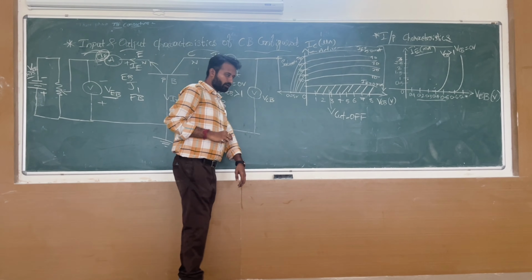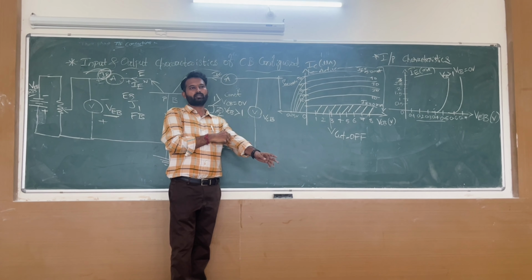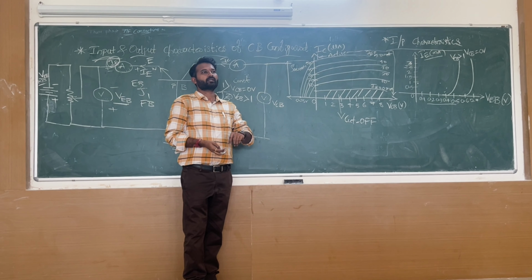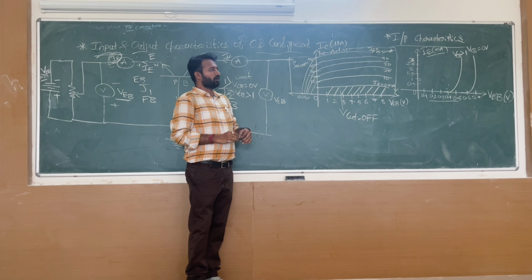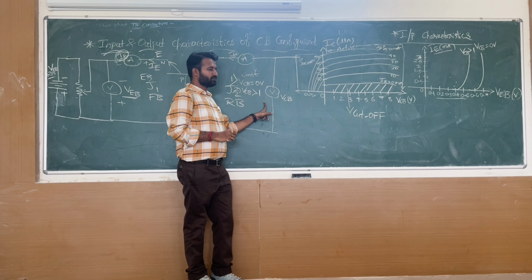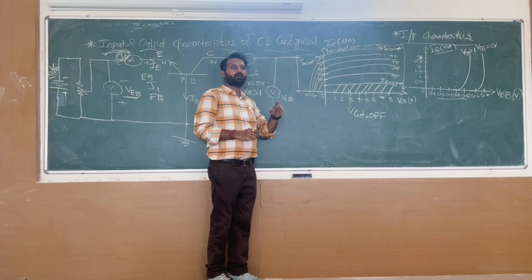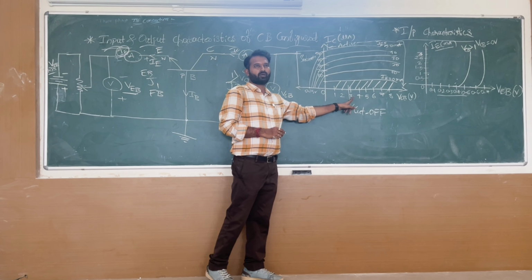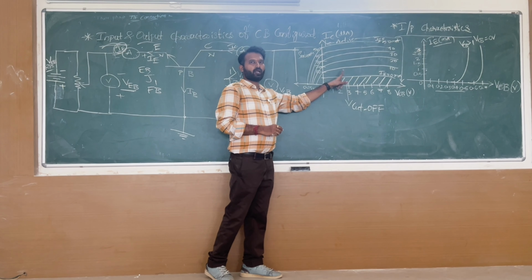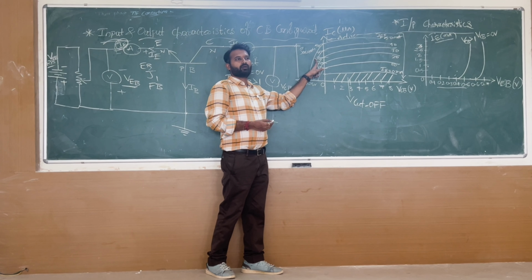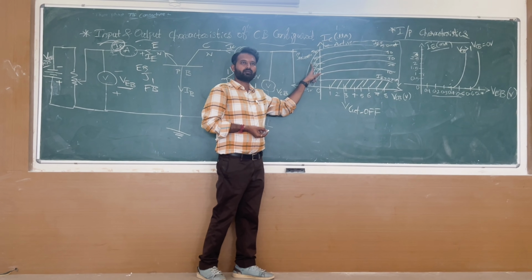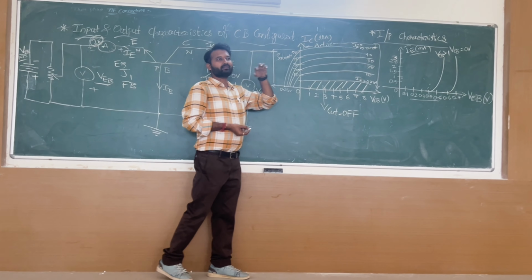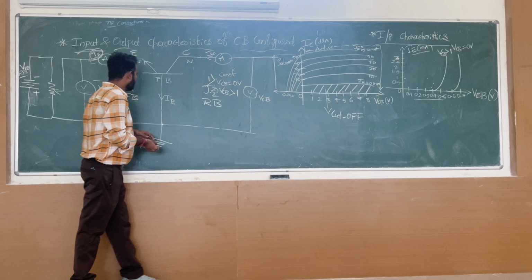Focus here. I hope you have the circuit diagram. In order to study output characteristics, we will vary the output parameter, VCB, in steps of 1, 2, 3, 4, 5, 6, 7, 8 volts, and we will note down the collector current. What is available on the y-axis? Collector current.